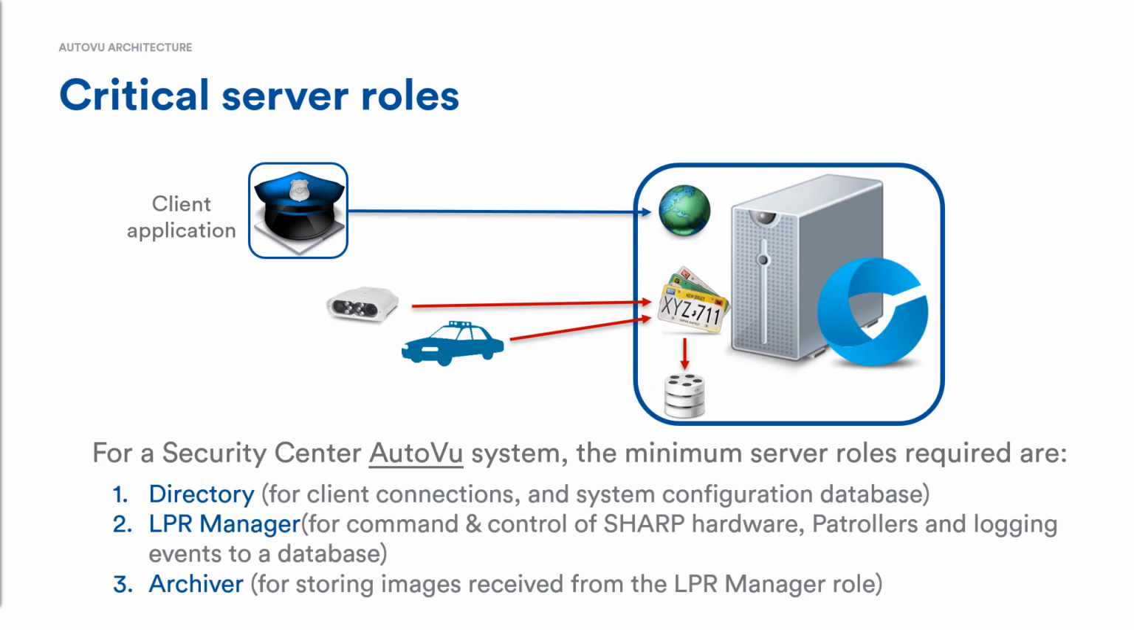For AutoVu license plate recognition to work, what are the bare minimum server roles needed? First, we'd need a directory. Every system needs a directory, regardless if it's a video system, access control system, or LPR system. The directory is where the client applications will connect, and it also keeps the system configuration database.